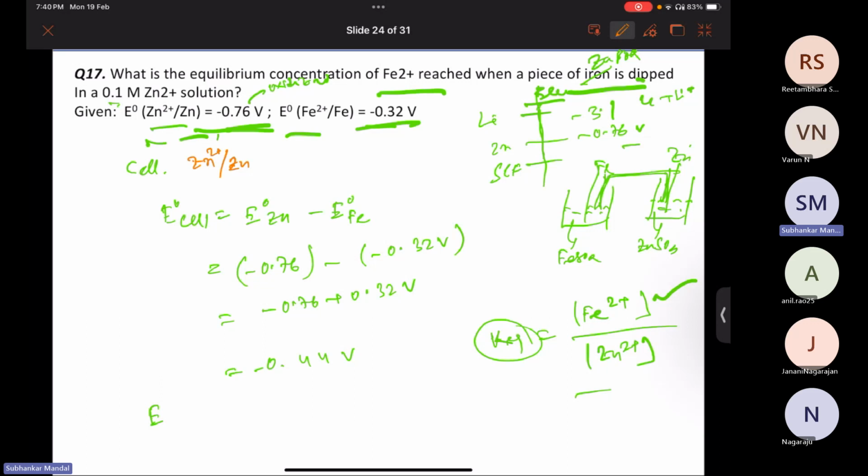Zinc 2+, then Fe2+ to Fe. So this is minus 0.23, it can go to reduction. Yeah, that is correct. So it becomes plus 0.44. So this will be minus 0.32 minus of 0.76, then it will be plus 0.44.